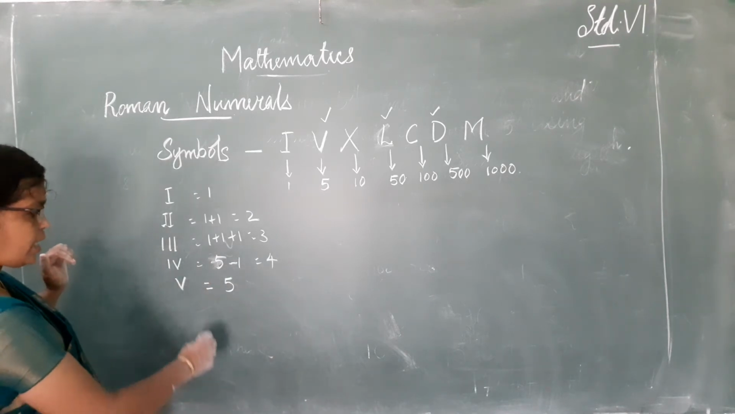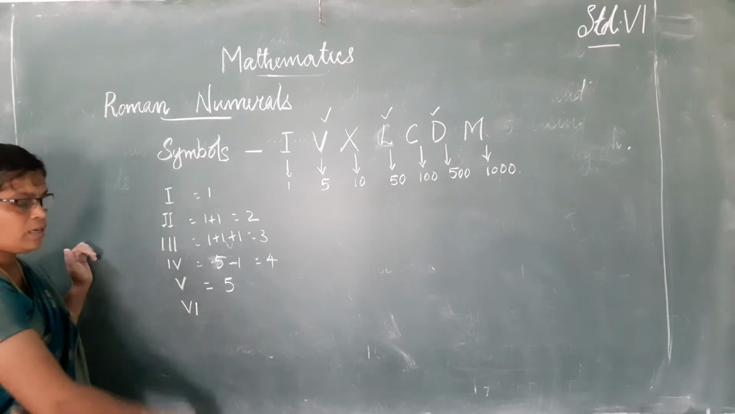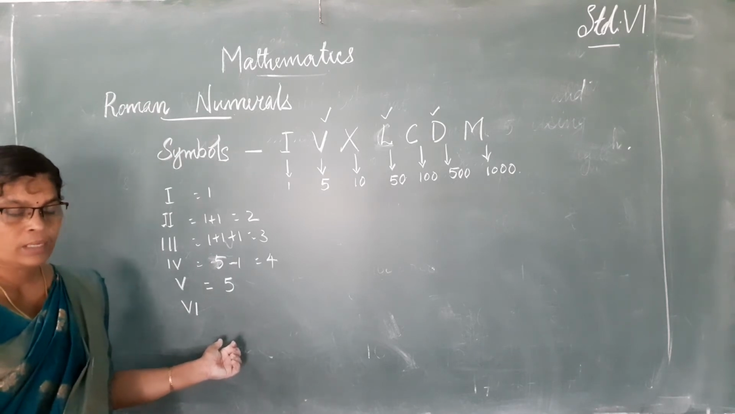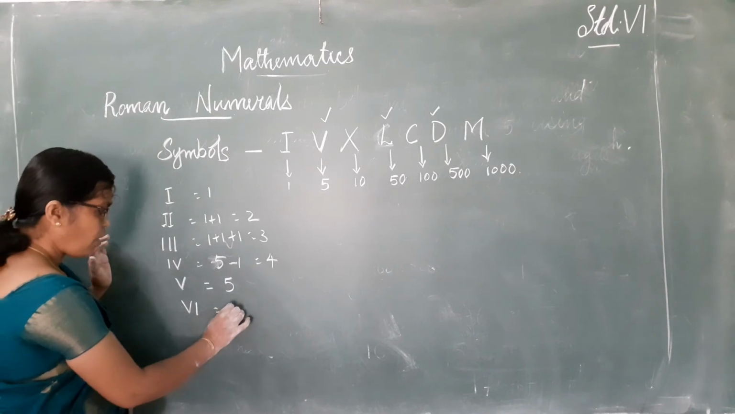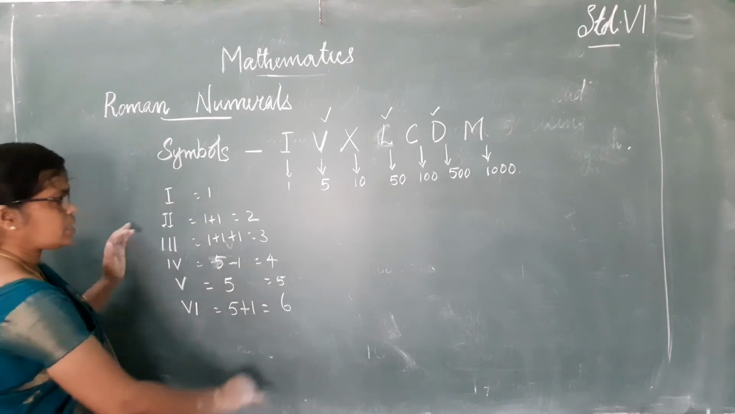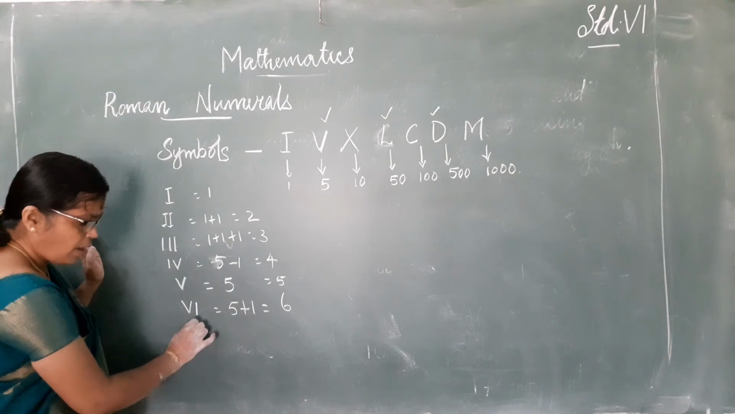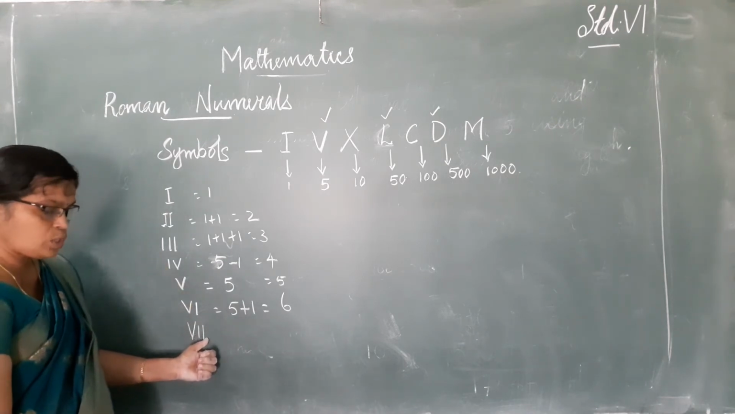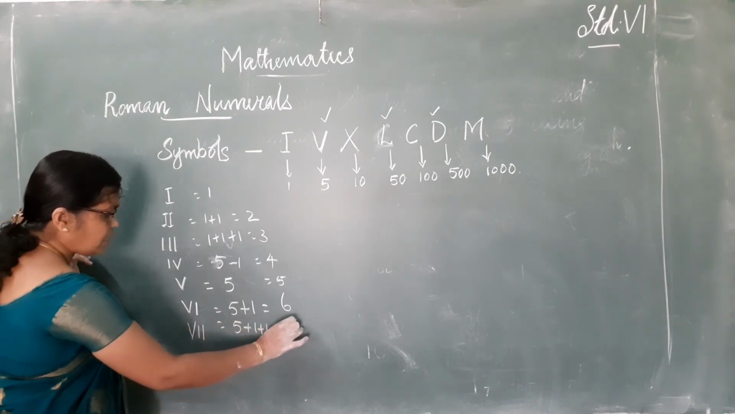Right, then how will you write 6? 5 and 1, that means we have to write 1 to the right of the greater symbol. If you write it to the right of the greater symbol, then it gets added. That is 5 plus 1, that is equal to 6. See 1, 2, 3, 4, 5, 6. Then 7, how will you write? 5 and 2 I's. That is 5 plus 1, 6 plus 1, 7. 5 plus 1 plus 1, that is equal to 7.